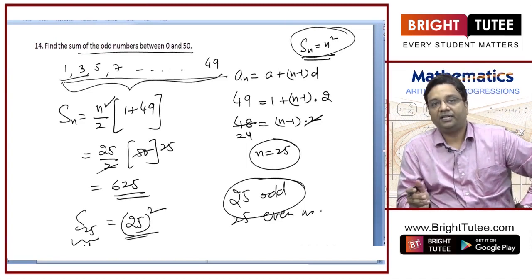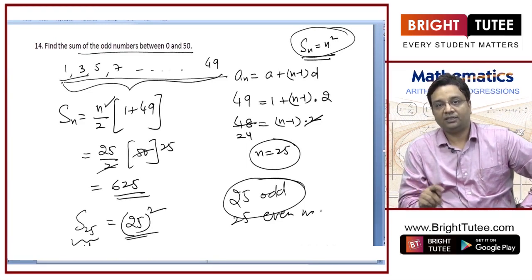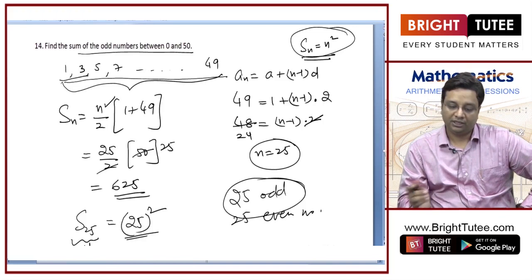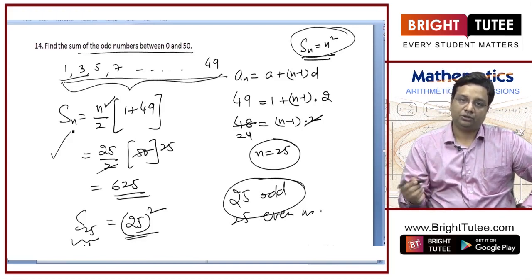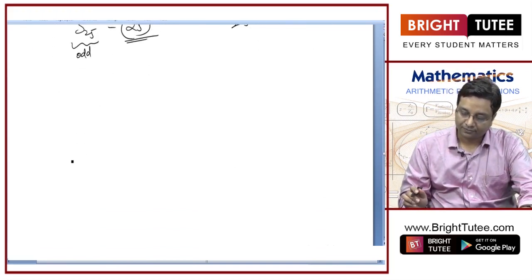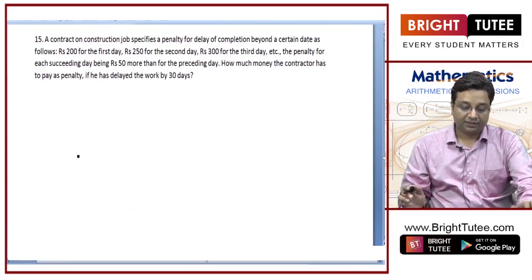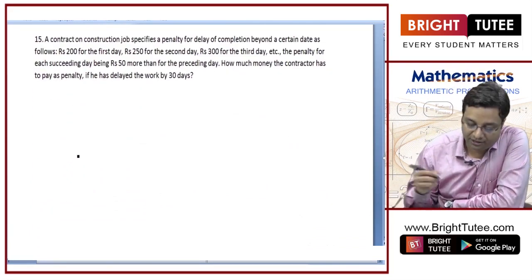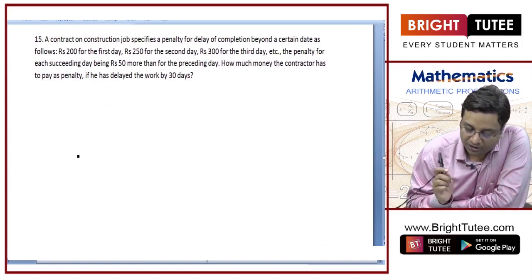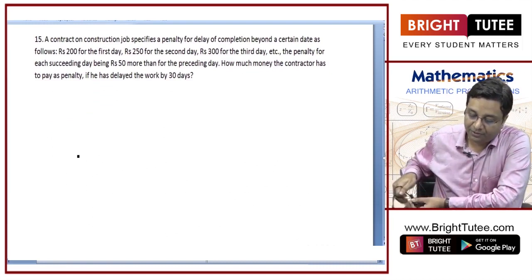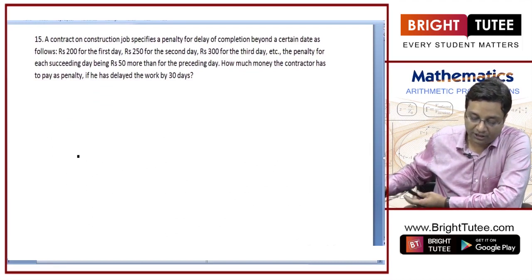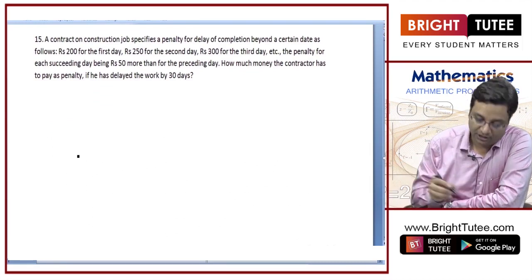You can directly apply this formula Sn equal to n squared in case of odd natural numbers, or you can go by this method also, right. Both are acceptable. So, this is a question which involves English language. A contract on a construction job specifies a penalty for delay of completion beyond a certain date as follows.